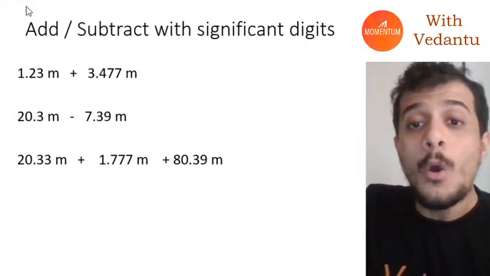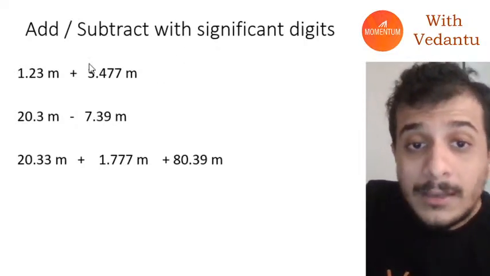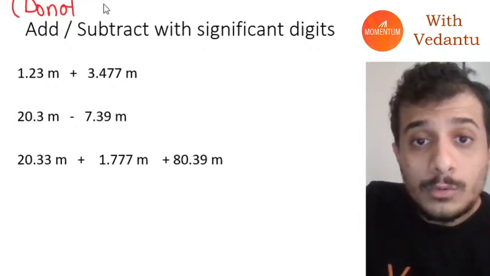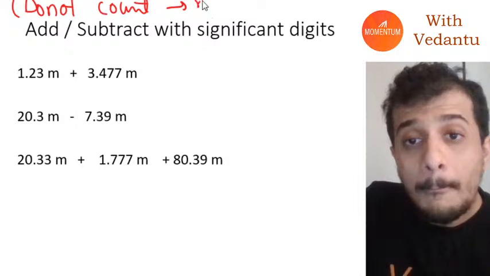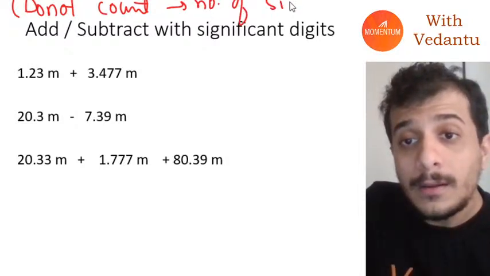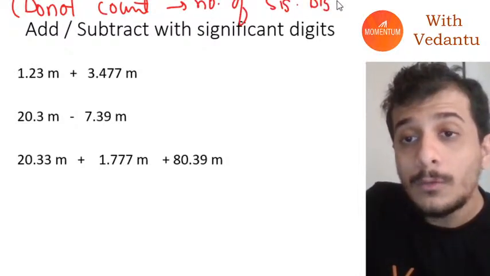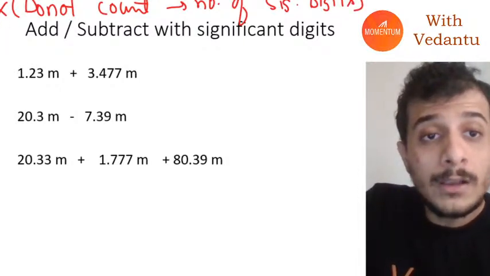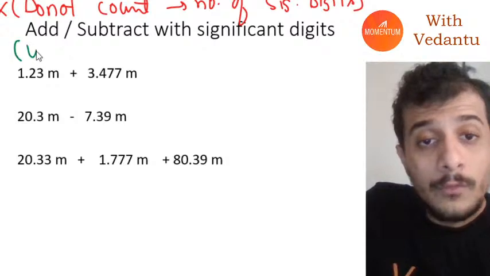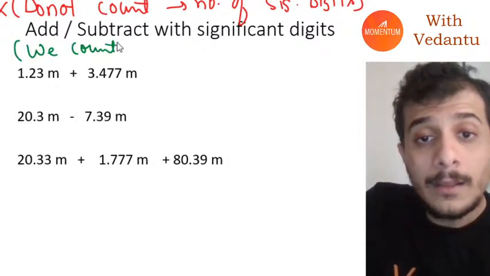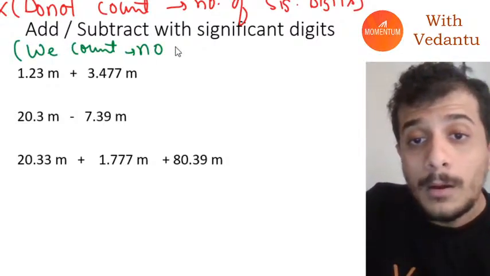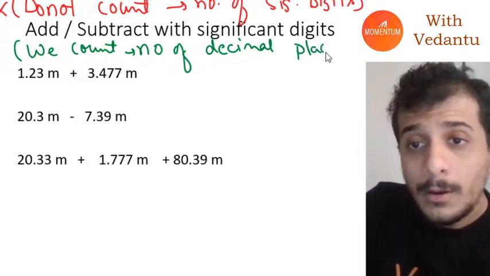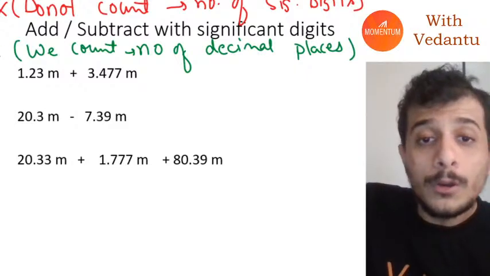You have to remember, when we are adding or subtracting with significant digits, we do not count the number of significant digits. What do we count, guys? We count the number of decimal places. What do I mean by that?